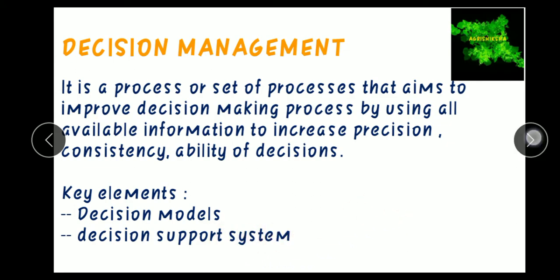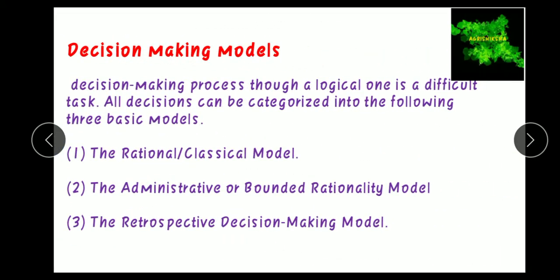system. So here are some decision making models. Decision making process through a logical one has 3 basic models. First is rational and classical model, second is the administrative or bounded rationality model, and third is the retrospective decision making model. So one by one I will explain here.